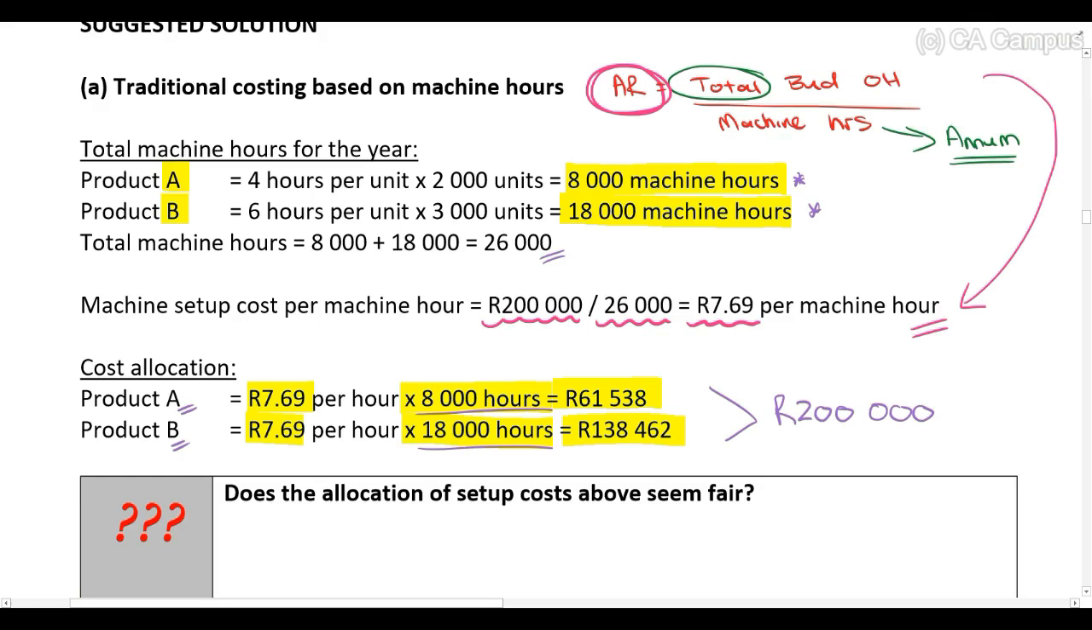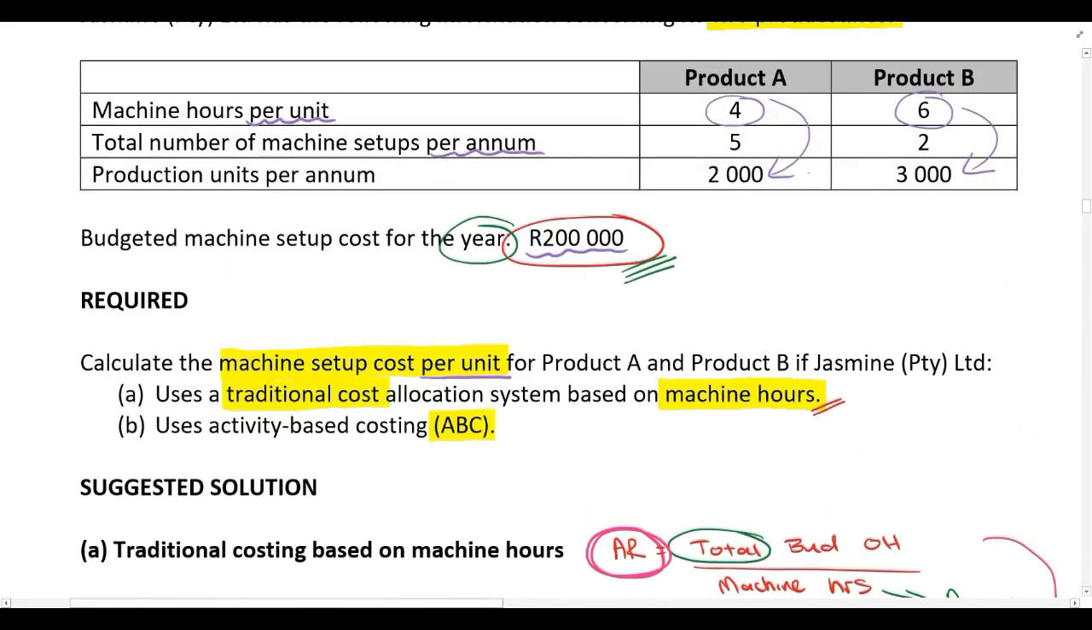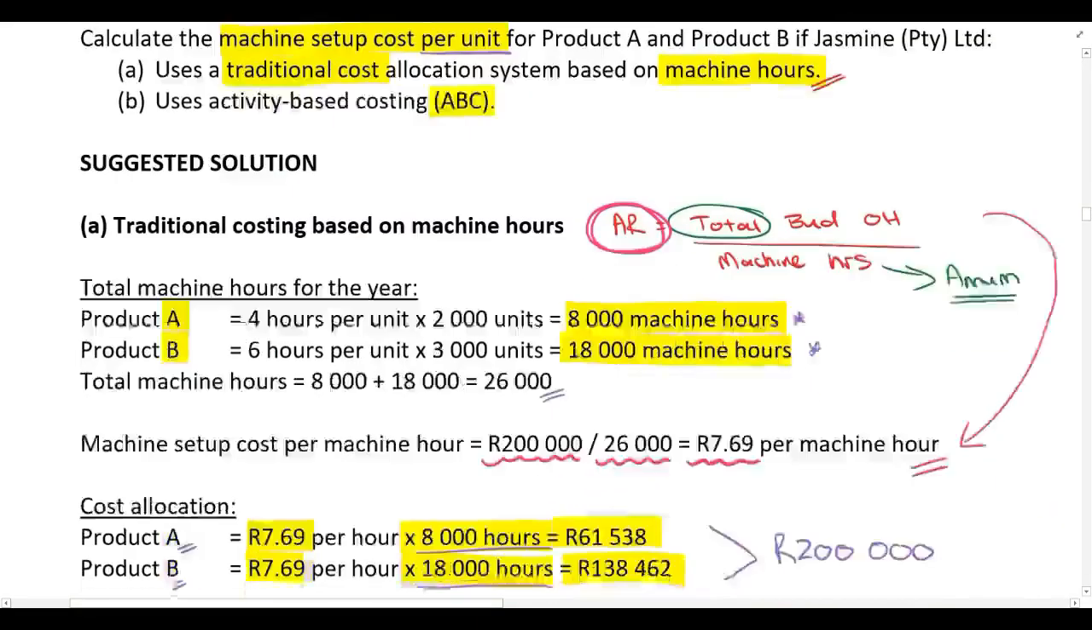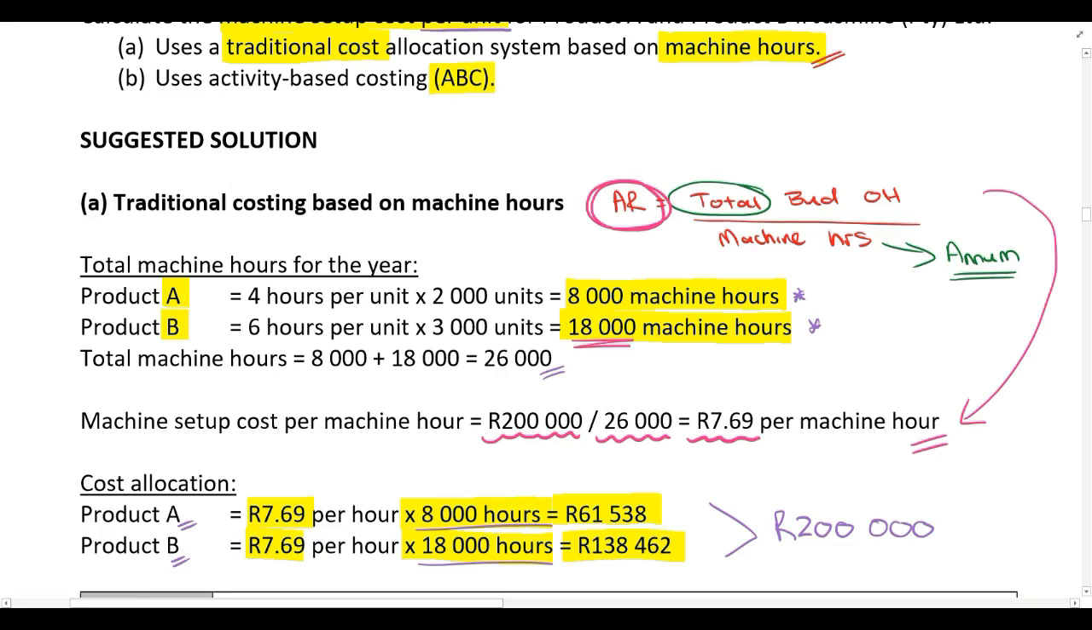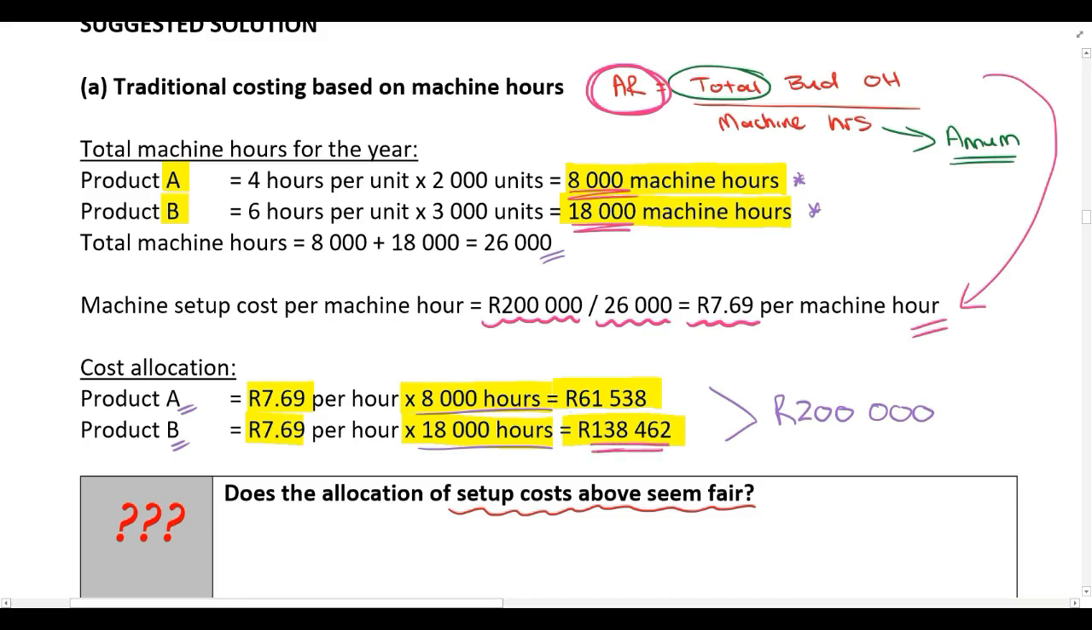All right. Now, look at your lecture notes. Does the allocation of our setup costs seem to be fair? Okay. So guys, we are not dealing here with the total overhead cost for the company for the year. I've specifically told you that this is the setup cost for the year. And if we allocate the setup cost between the 2 different products using machine hours, you can see the problem is because product B has got a lot more machine hours than product A, we are allocating a lot more of the cost to product B and a lot less of the cost to product A.